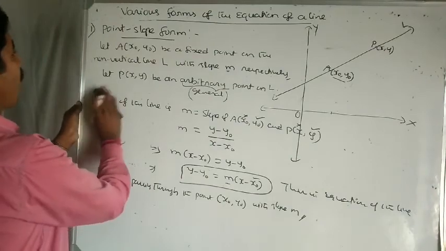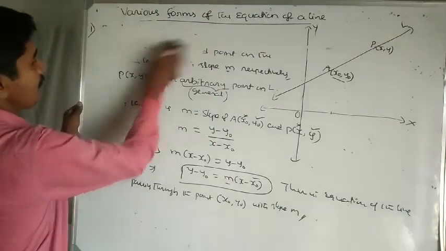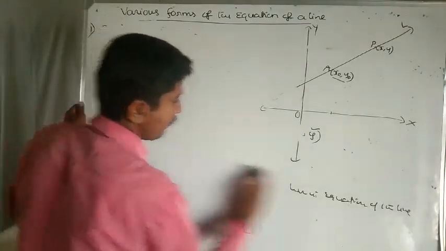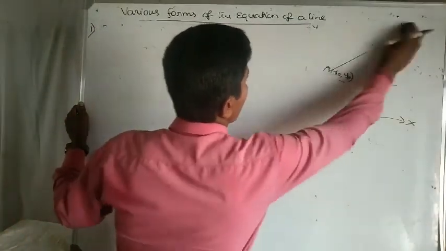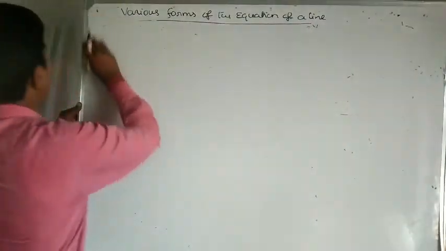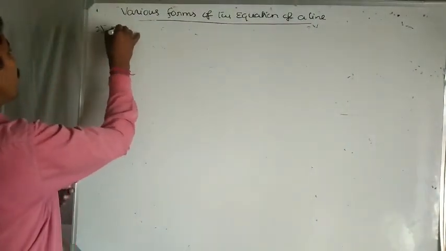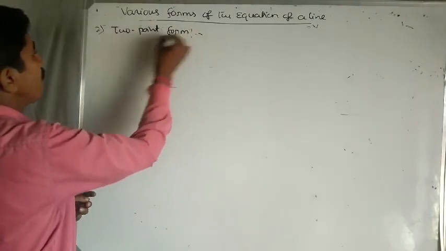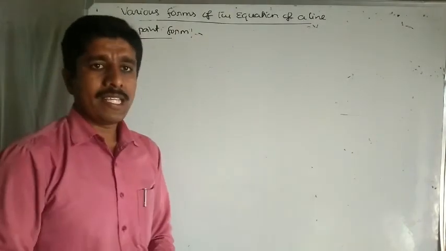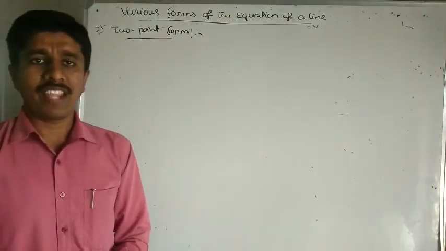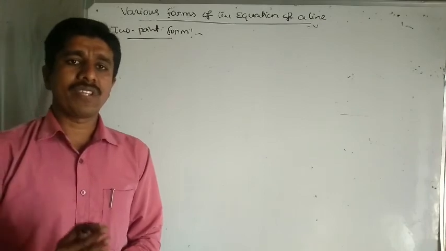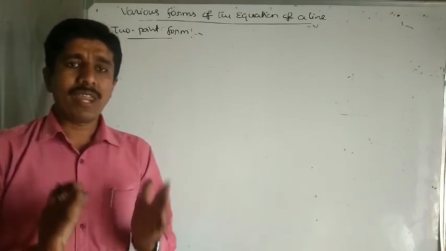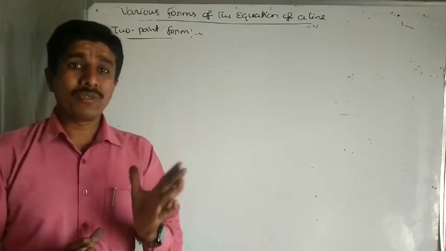So now go to the second one, two-point form. We shall see this in the next class. Practice is very important: the equation of a vertical line, the equation of a horizontal line, and point slope form. These are very important basic concepts, used in higher studies.